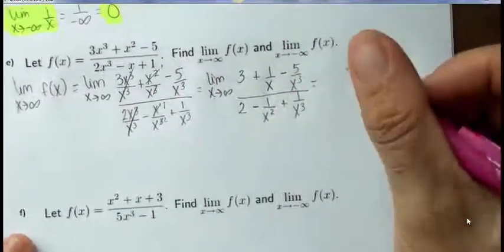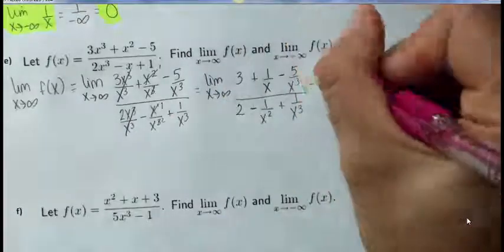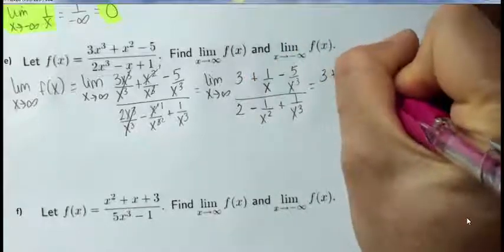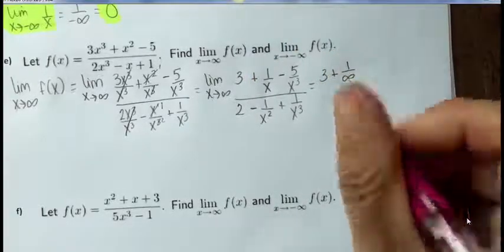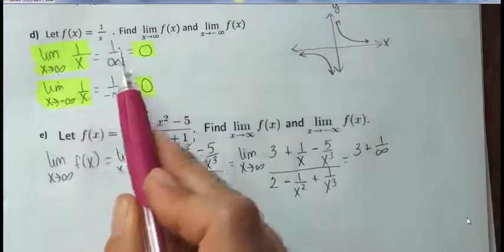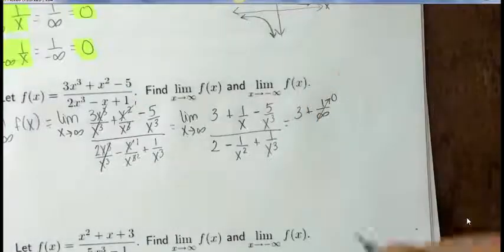All right, so let's think about this. As these things go to infinity, 3 is going to stay the same, but this will become 1 over infinity. And what is 1 over infinity? 1 divided by infinity, right? As x gets really, really big, this becomes 0. So I'm going to put a little arrow and just show that this goes to 0.